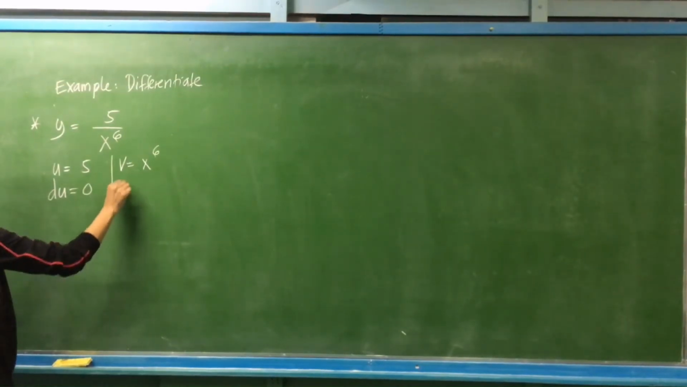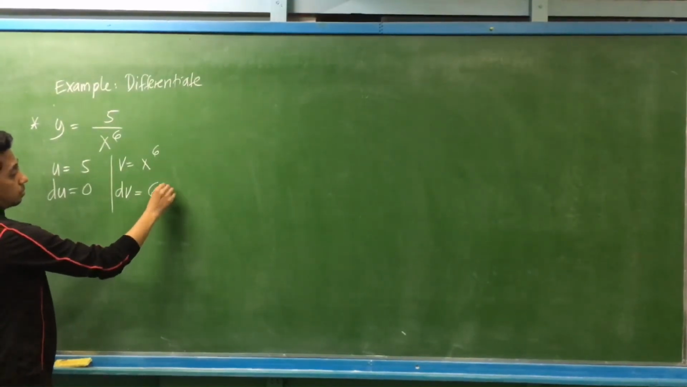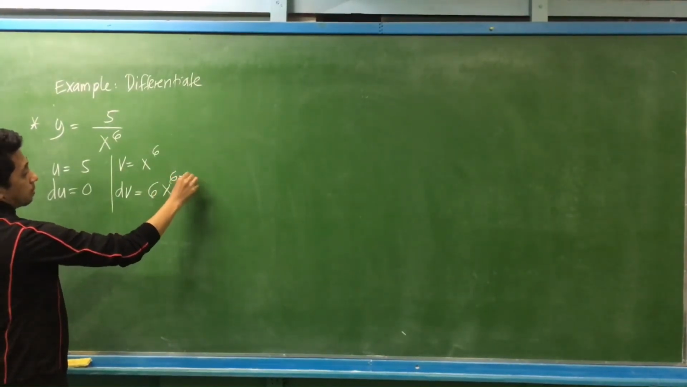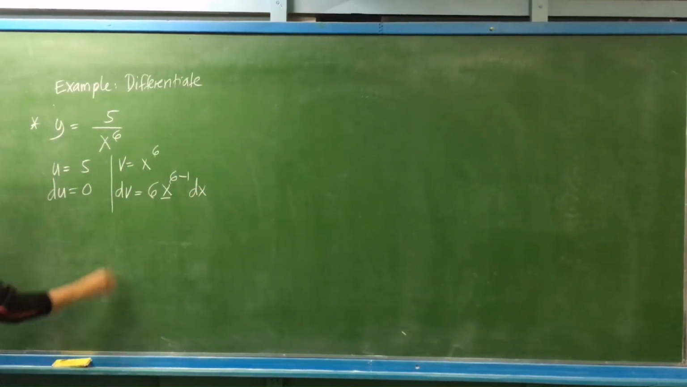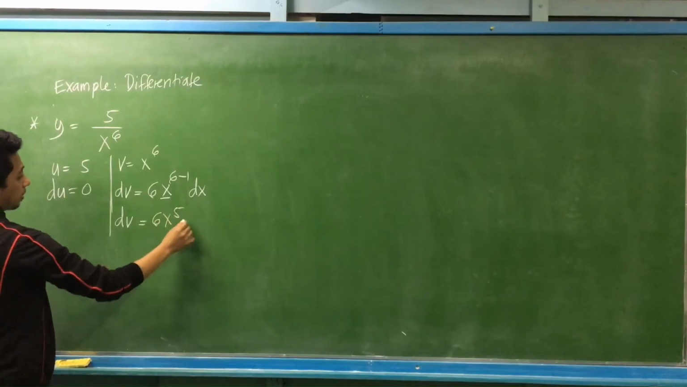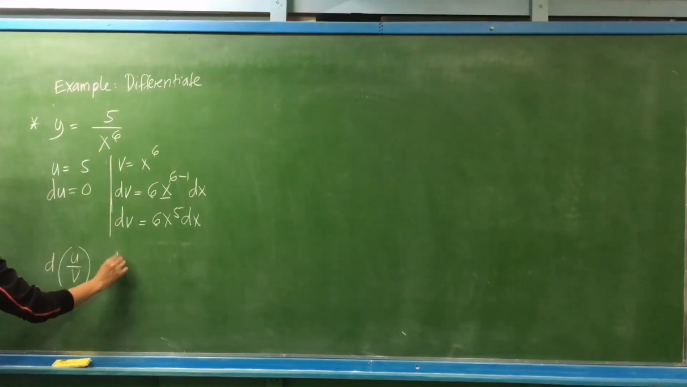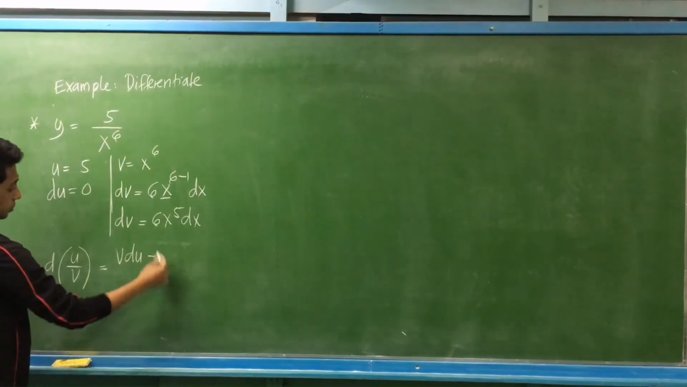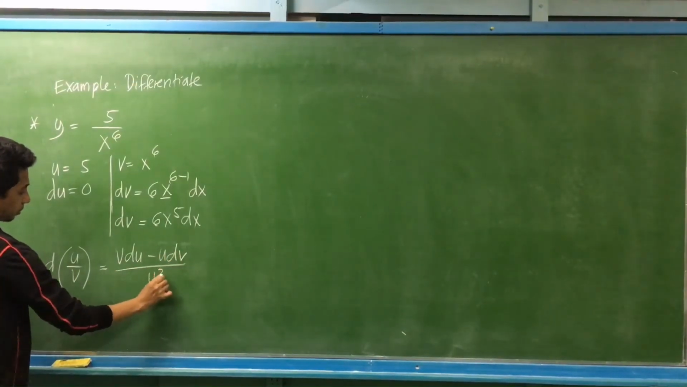Then applying the power rule, dv, all we have to do is bring down the exponent 6, your base x raised to 6 minus 1. The derivative of your base is dx. So the derivative of your denominator, dv, is 6x raised to 5 dx. Then we may apply the derivative of a quotient: the denominator times the derivative of the numerator, minus the numerator times the derivative of the denominator, divided by the denominator squared.